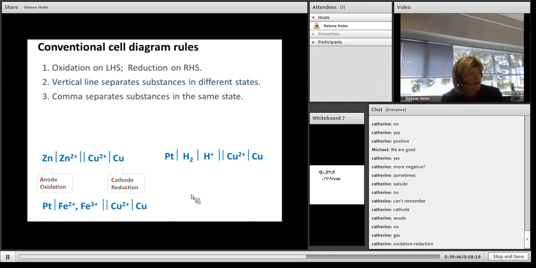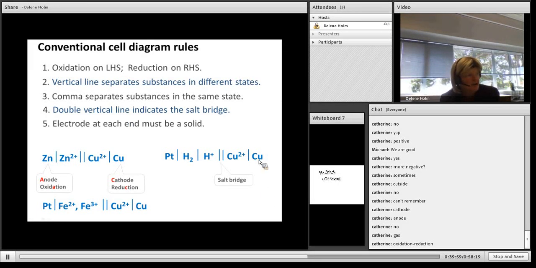Okay, and then as I've said, the double vertical lines are always a salt bridge. They have to be there, because without it, it's not going to work. Okay, and then we did point out that your ends have to be solid. So if you say, just ignore this Pt, if I just had hydrogen going to hydrogen ions, I don't have a solid here, so I have to add a solid electrode. It's just because electrons have to have a place to go.